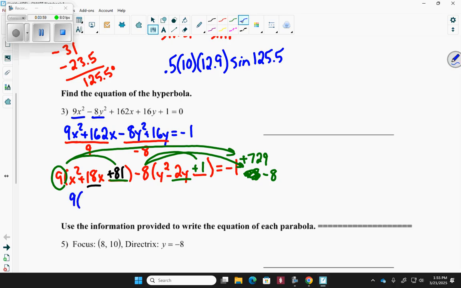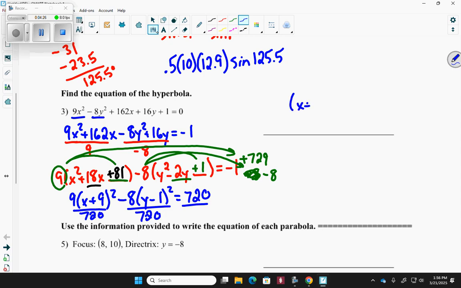Now I'm going to factor and simplify in the same step. So it turns into 9 times (x plus 9) squared, minus 8 times (y minus 1) squared, is equal to 720. At this point, you divide everything by 720, and you end up with (x plus 9) squared over 80. Some student asked, hey, my denominators aren't perfect squares. It's okay. We've always been working with perfect square denominators, but there are ones out there that are not perfect squares. So that is your answer.